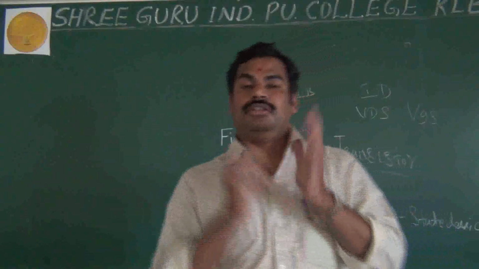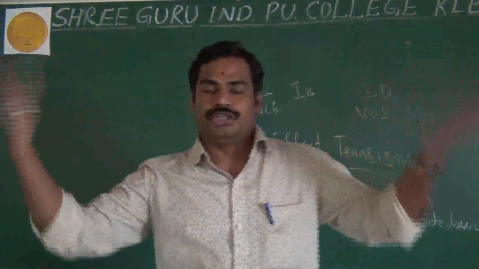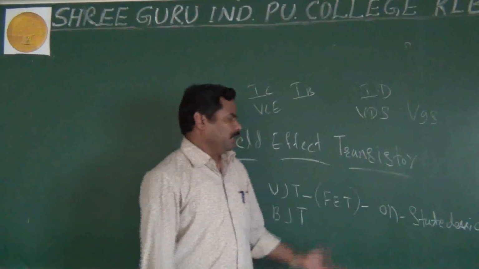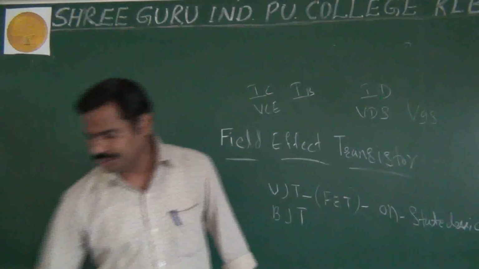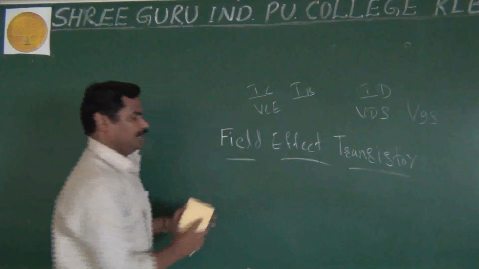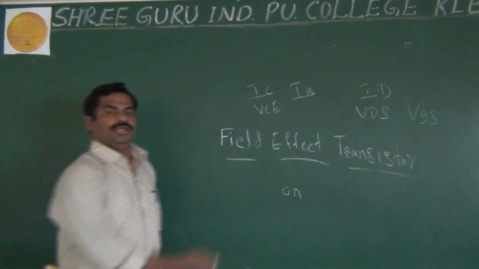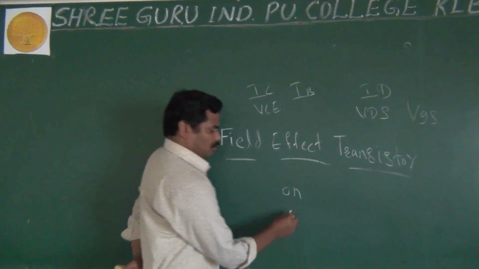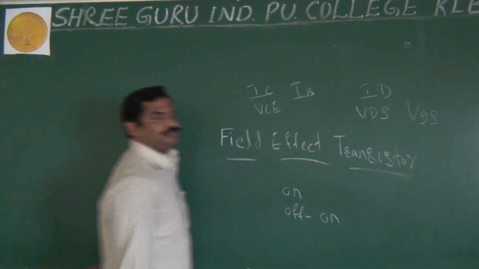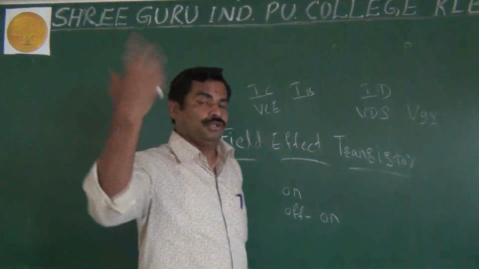I just said the most important thing: it may be your BJT, or a FET, or an oscillator, or your amplifiers. Overall, we are giving more importance to any electronic device. The thing is that any electronic device can be made on if it is off, and made off if it is on. In overall, all electronic devices, these two things are important.